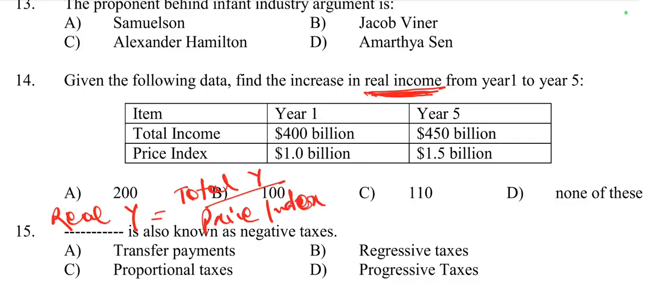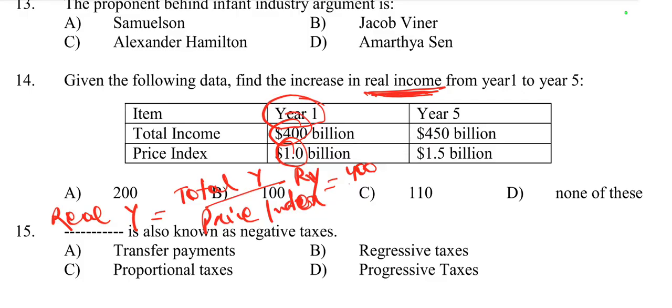Here there are two years, year 1 and year 5. You have to find separately what the real income is in year 1 and what the real income is in year 5. Then we compare whether it increases or decreases. First, see what the value of real income is in year 1. In year 1, real income is equal to total income divided by the price index.